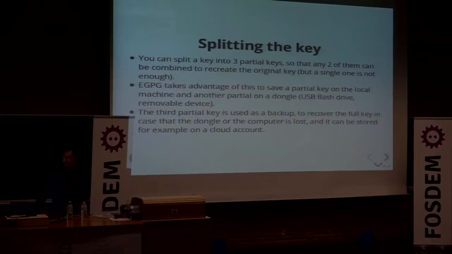Splitting the key. You can split the key into 3 partial keys so that any 2 of them can be combined to recreate the original key, but a single one is not enough. eGPG takes advantage of this to save a partial key on the local machine and another partial on a dongle, USB flash drive, or removable device. The third partial key is used as a backup to recover the full key in case the dongle or the computer is lost, and it can be stored, for example, on a cloud account.